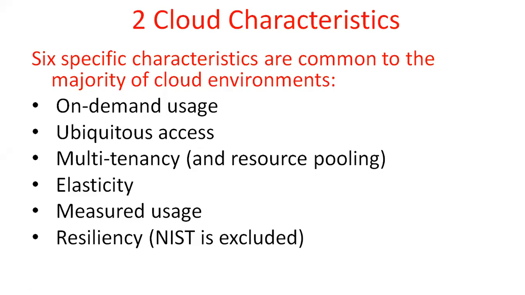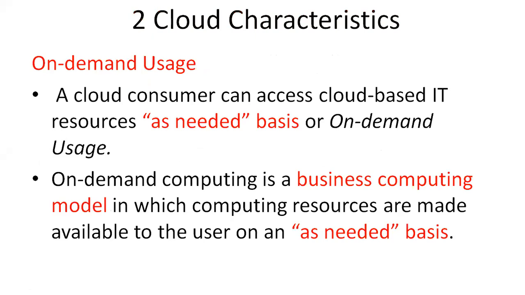This is called NIST, excluded. One thing here is on-demand usage. What is on-demand usage? The cloud consumer can access the cloud-based IT resources on an as-needed basis. What is an as-needed basis? For an organization, for example Infosys uses some of the cloud servers. If 10 servers are required, you use only 10 servers. You cannot use the remaining, even though you have a number of servers.